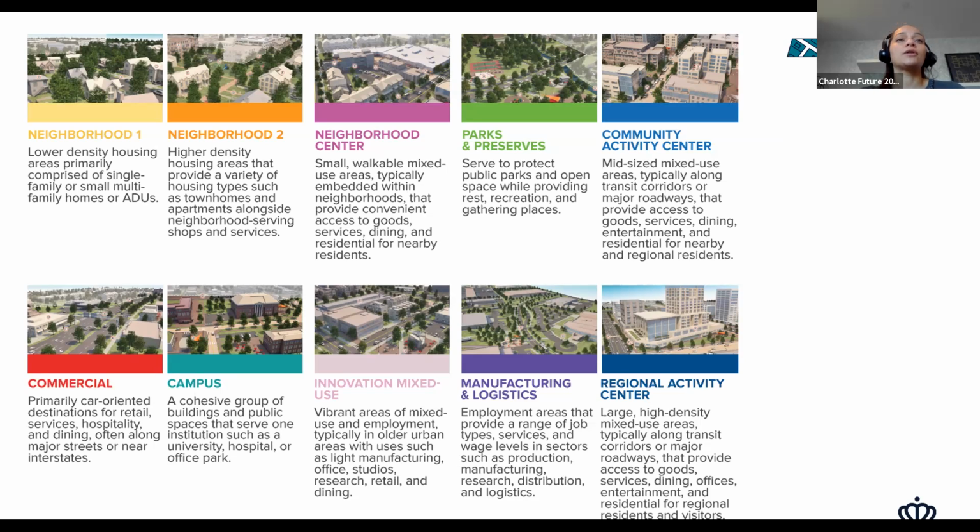Your neighborhoods 2 have a little bit higher density, and those provide a variety of housing, such as townhomes and apartments, along with some neighborhood serving shops and services. So you're very low intensity commercial, like maybe a cleaners or a very small local store. The neighborhood centers are your small scale walkable mixed use areas. Those are typically, again, embedded in neighborhoods, and they provide your convenient access to goods with some dining and very, very small retail.